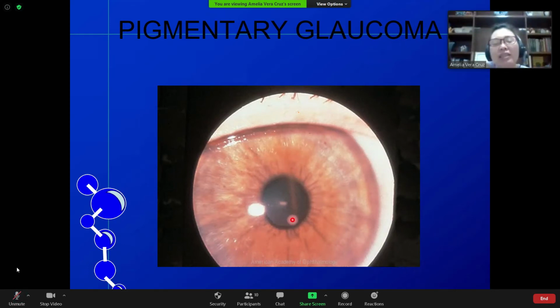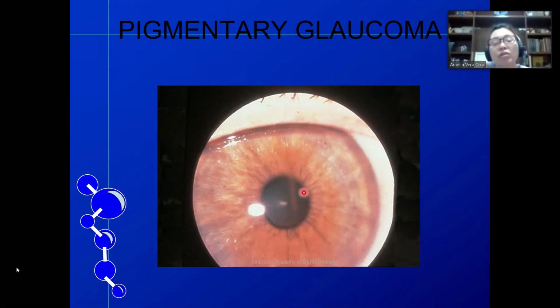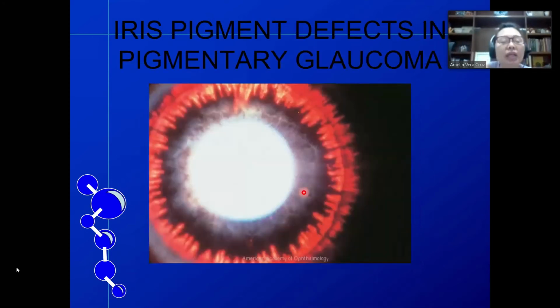Ito, dumidikit na rin. Ito, okay pa ang kanyang, doon, sa taas. Doon siya nadideposit sa taas. Pataas ang kanyang deposition. Now, because the iris pigments are usually predominant at the posterior surface of the iris, retroillumination ito. This is the back of the iris.